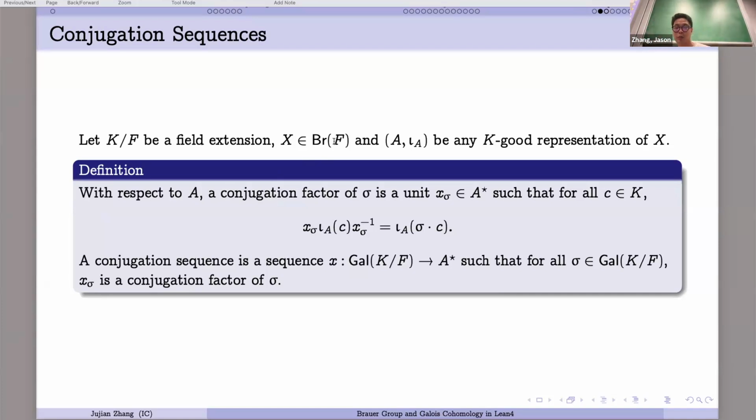Let's call it A. And with respect to A, for every automorphism sigma, we can define a conjugation factor of sigma, which is a unit x in A such that x times the image of C times x inverse is equal to the image of sigma(C). And a conjugation sequence is just a set of conjugation factors indexed by every automorphism.